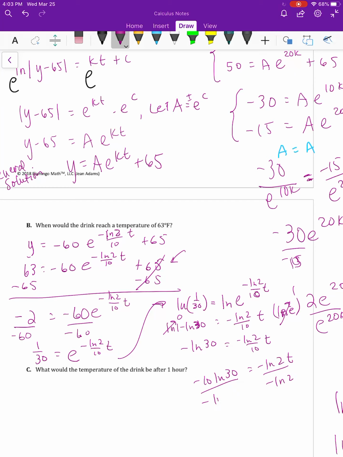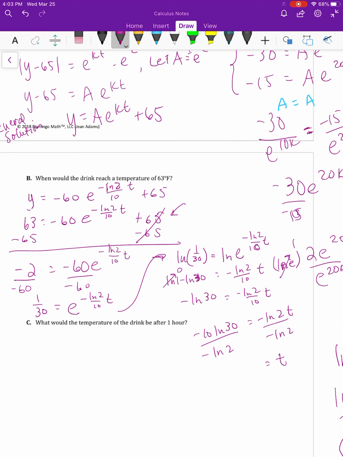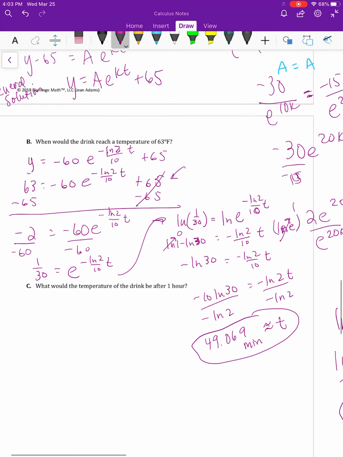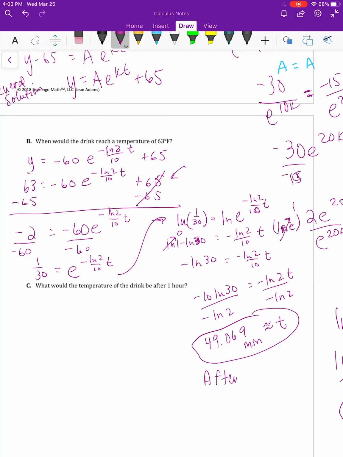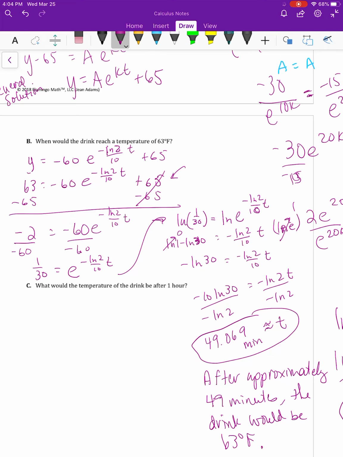Multiply by 10 on both sides, and divide by negative ln 2. So it's going to be 63 degrees at, if you put this in your calculator, 49.069 minutes later. And you could put an approximation on that because we had to round it. So after approximately 49 minutes, the drink would be 63 degrees Fahrenheit.